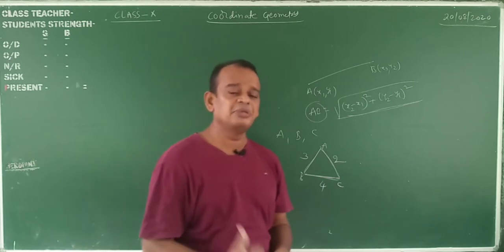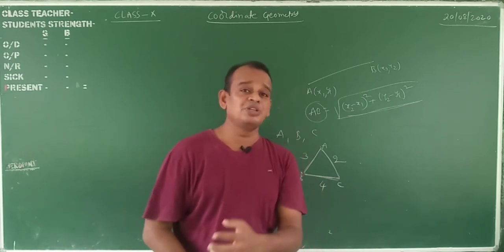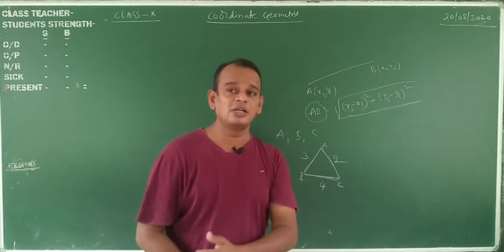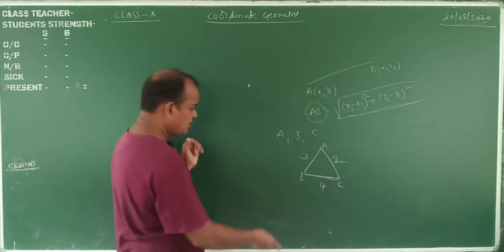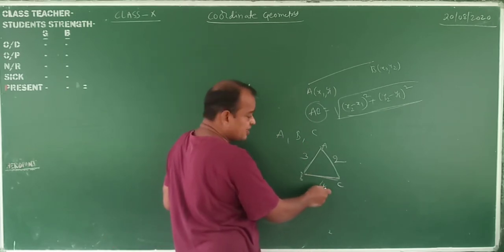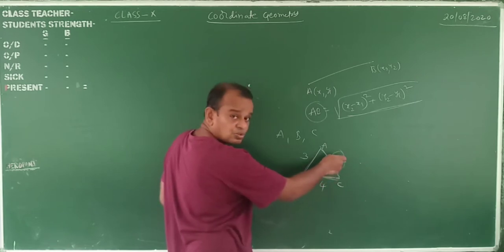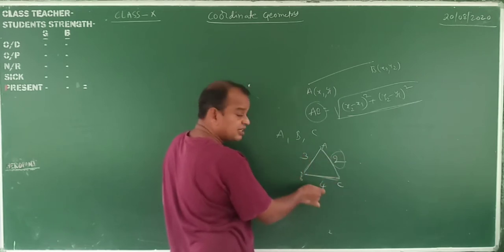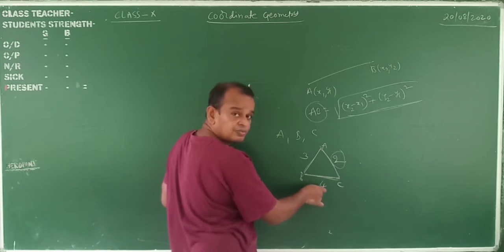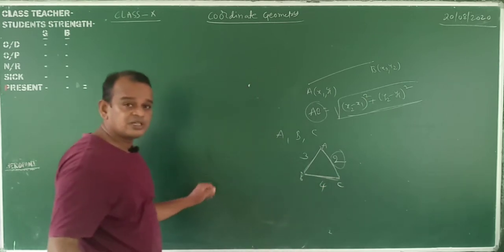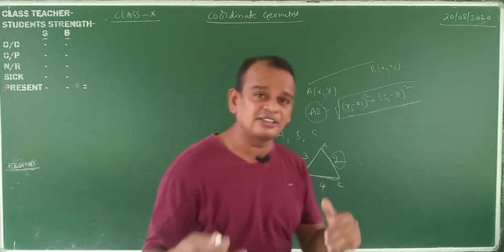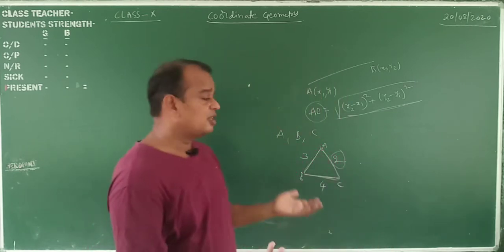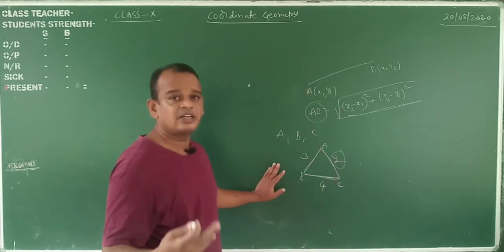How to check? The sum of the two distances must be greater than the third distance. We take here 3 plus 4, 7. 7 is greater than 2. 4 plus 2, 6. 6 is greater than 3. 2 plus 3, 5. 5 is greater than 4. The sum of the two distances must be greater than the third side. Therefore, the points form a triangle.